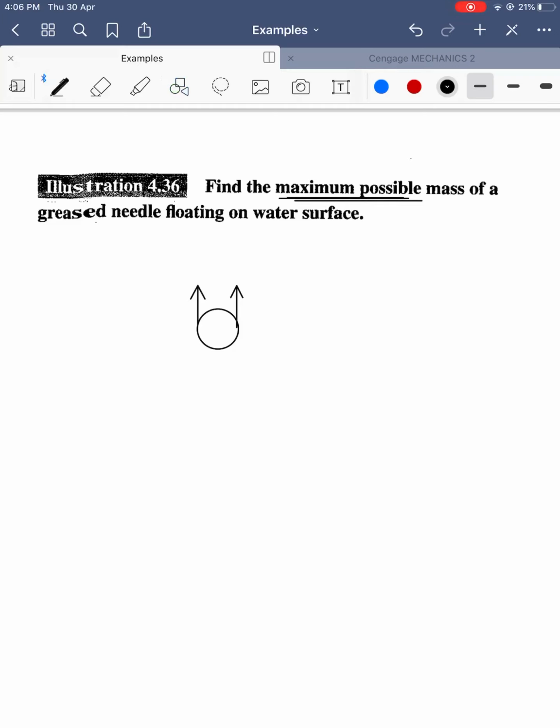Surface tension acts in the vertically upward direction. How much will it be? On one side T into L, and from the other side T into L. In the downward direction it is mg. So 2T into L is equal to mg. So the mass m is equal to 2TL by g.